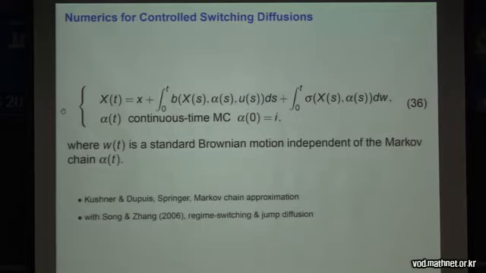So for optimal control of a diffusion, the problem was done by Kushner in his early work starting from the 70s. And the book of Kushner and Dupuis summarized the most recent approach using Markov chain approximation. Now, when the switching is added, the problem was done by Qing Shu Song, my former student, and one of my colleagues. We look at the regime switching, jump diffusion switching case.